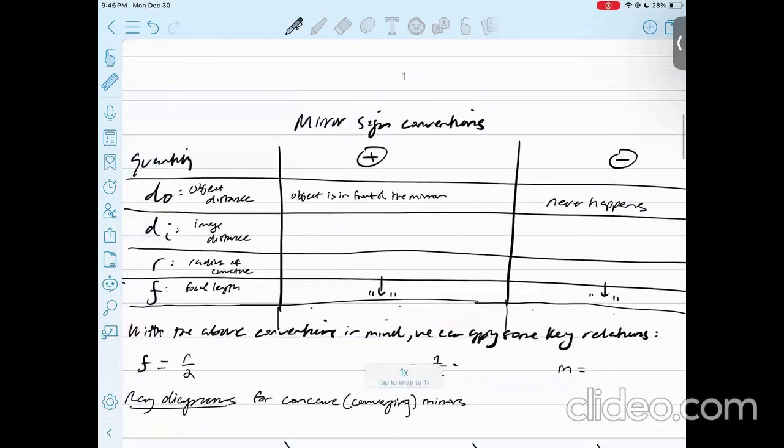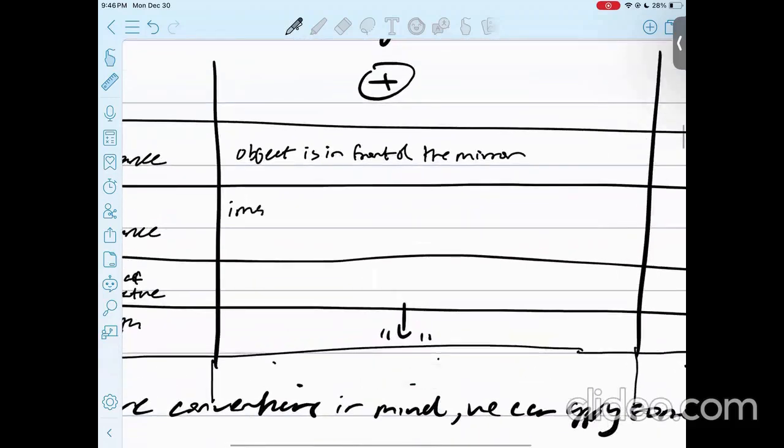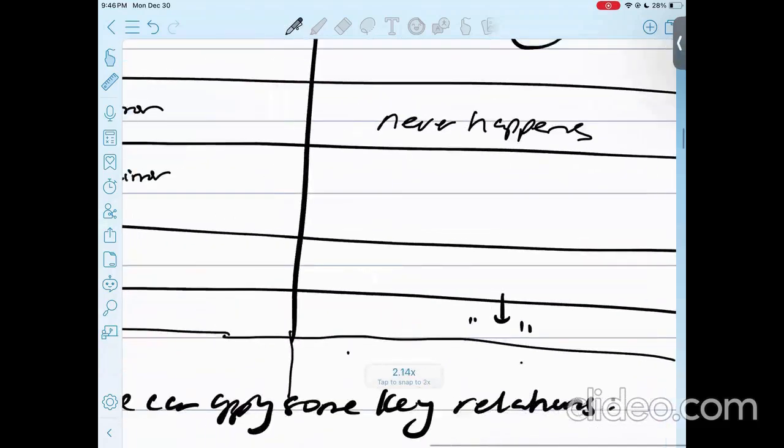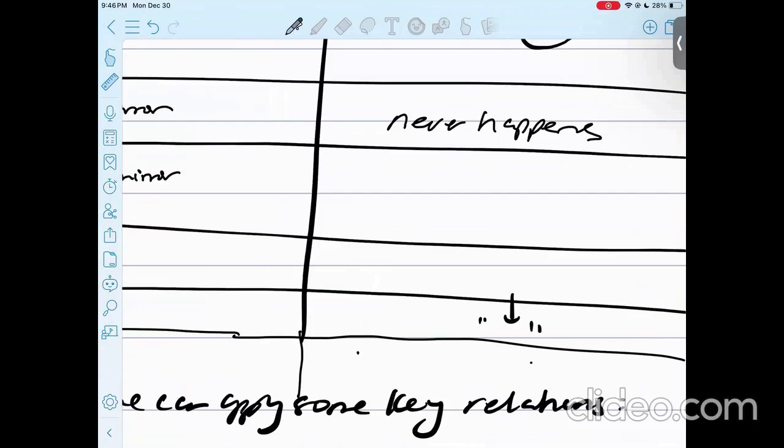If your image distance is positive, that means your image is in front of the mirror. This makes it a real image in the sense that we talked about earlier. You can project it onto a screen. And if your image distance is negative, which very well can happen, unlike the object distance, this means your image is behind the mirror. And this corresponds to a virtual image in the sense that you can't project it onto a screen.